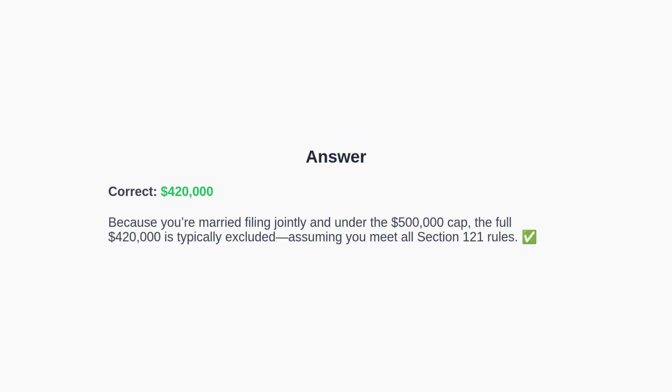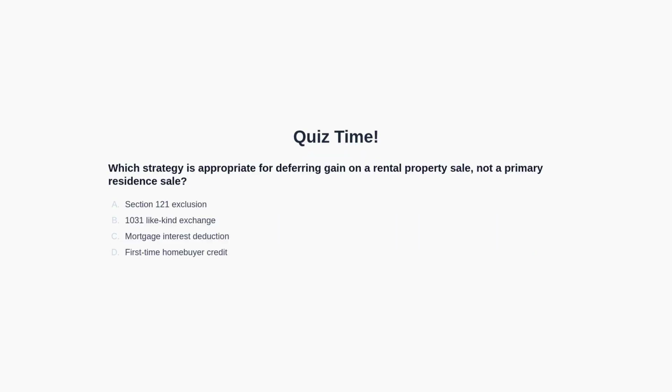The correct answer is $420,000. Because a married couple can exclude up to $500,000 under Section 121, and the gain is below that cap, the entire amount is typically excluded, provided all qualification rules are met. Next, here's another quick check.